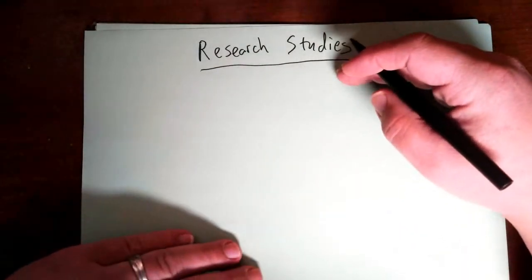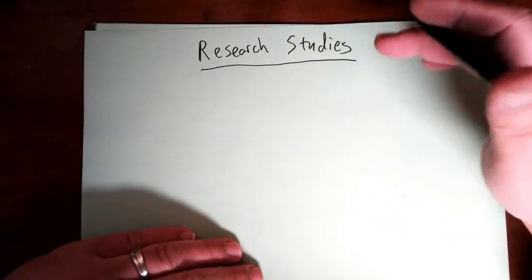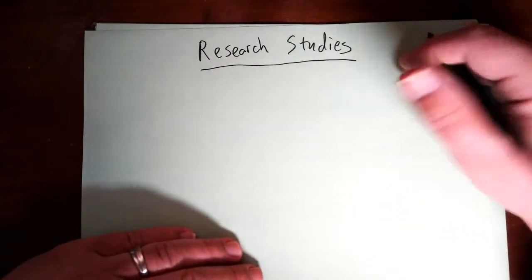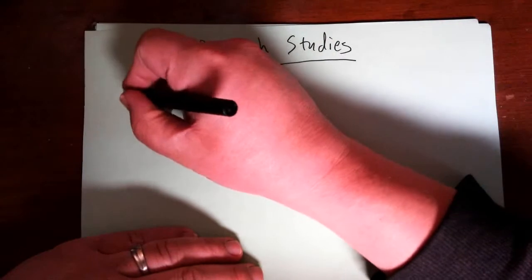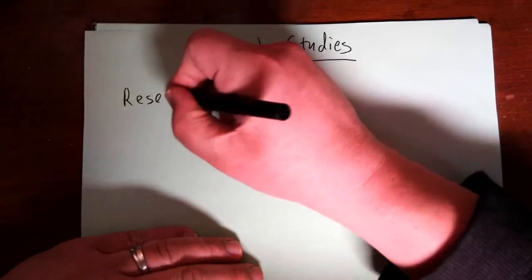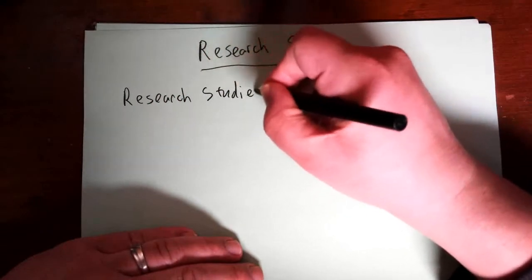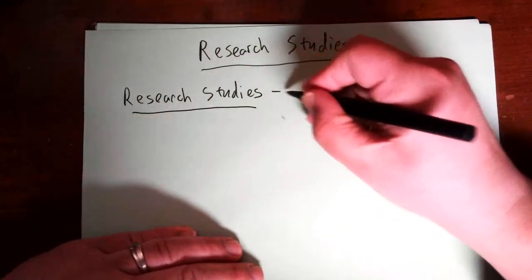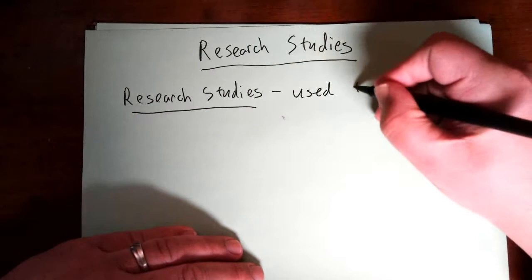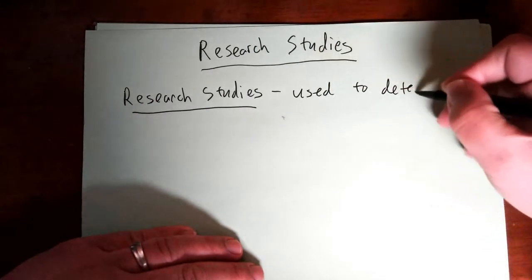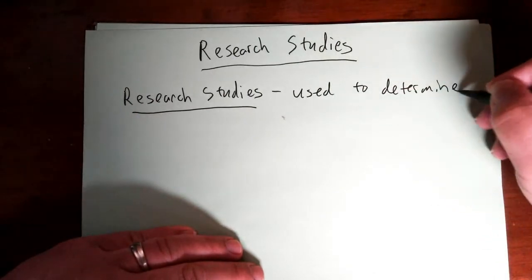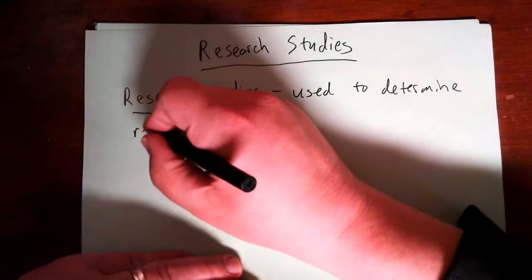We're now going to talk about research studies. So a research study is a statistical study that you use to determine the relationship between variables. Okay? So this is used to determine relationships between variables.